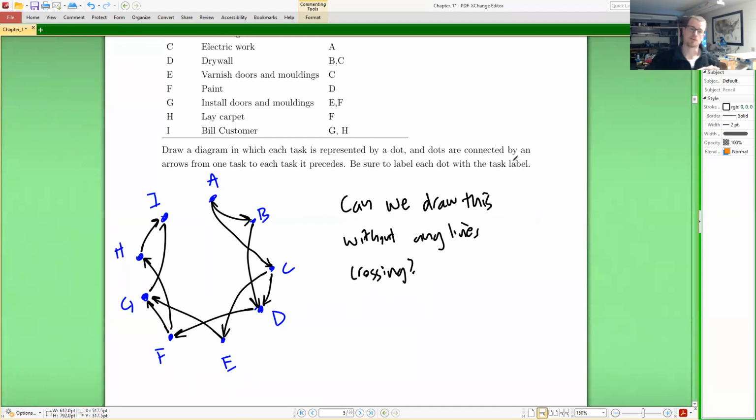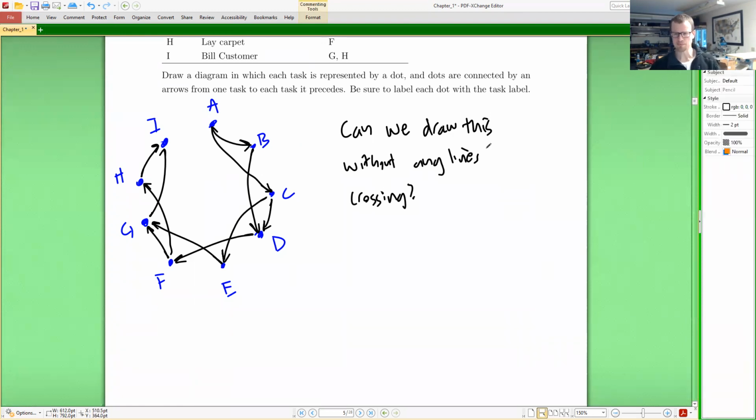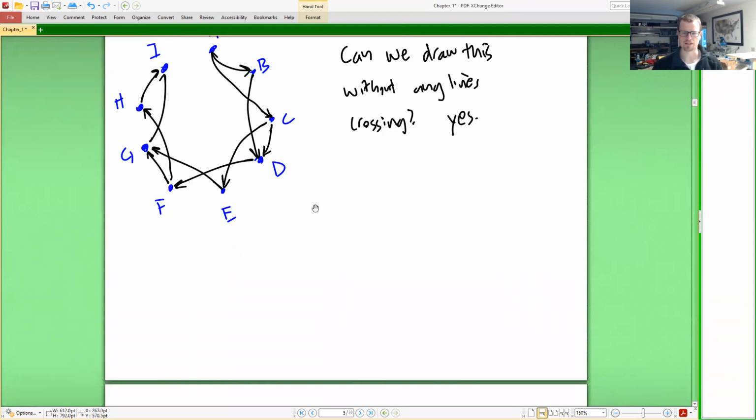So this is actually a question that we'll address a little bit later when we talk about graphs, or the idea of being able to draw something without lines crossing. That is a definition of something. But here, yes, we can do this. We won't talk about why we can. It just happens to be, yes, we can in this case. So we can redraw this.